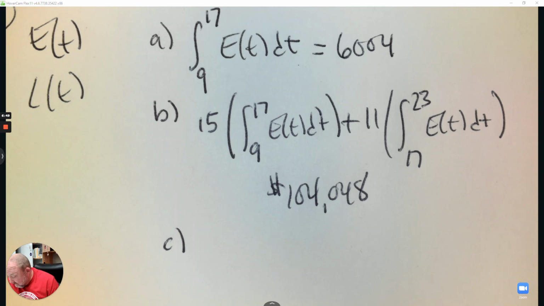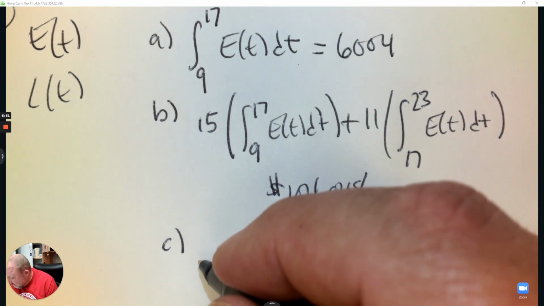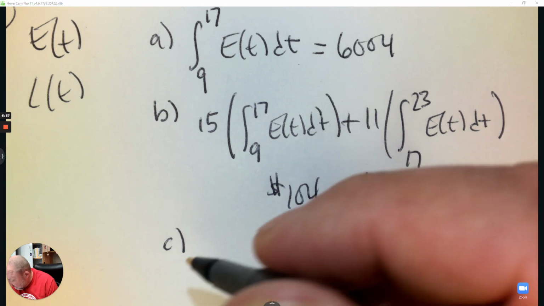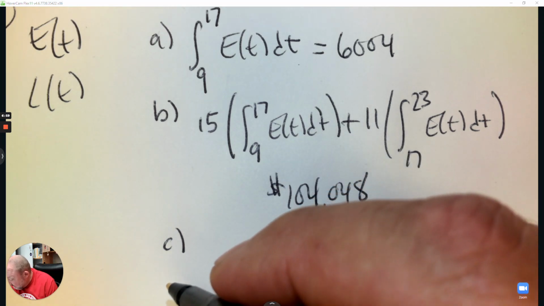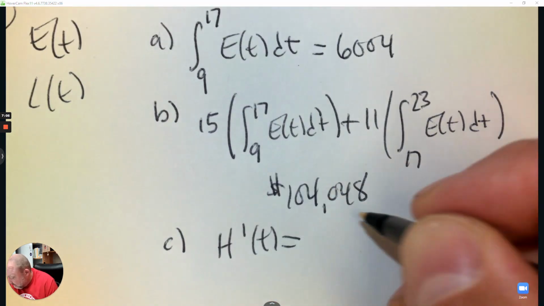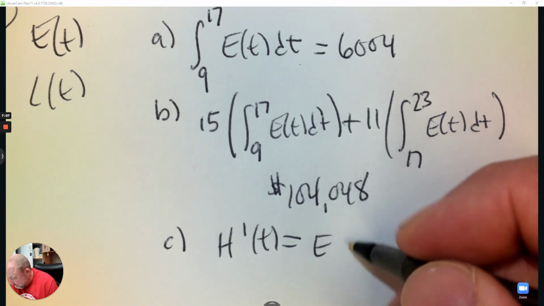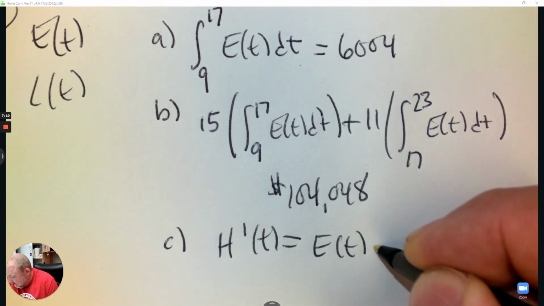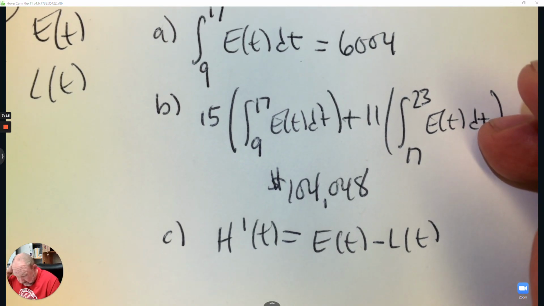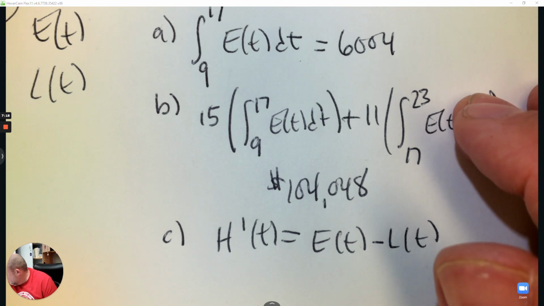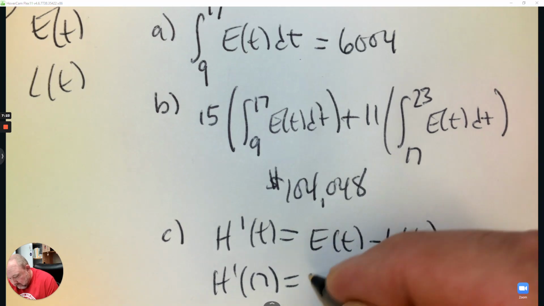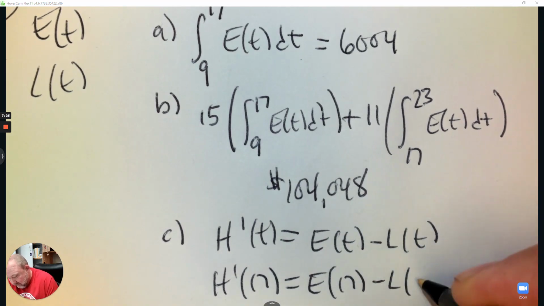Part C, let h at t equal, and you can see what it equals in your book, the value of h at 17, to the nearest whole number is that. Find the value of the derivative at 17. So the derivative of h means it's a substitution question. So it'll just be e at t minus l at t. So the derivative integration cross out, you plug t in for x. So there that is. That's the derivative. Then it's to plug in 17. So e at 17 minus l at 17.